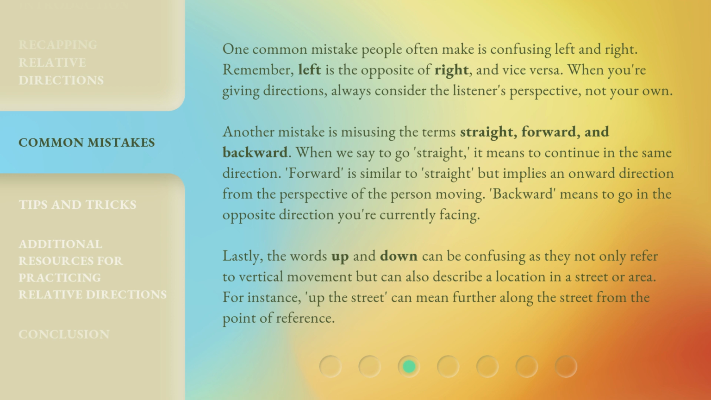Lastly, the words up and down can be confusing as they not only refer to vertical movement but can also describe a location in a street or area. For instance, up the street can mean further along the street from the point of reference.